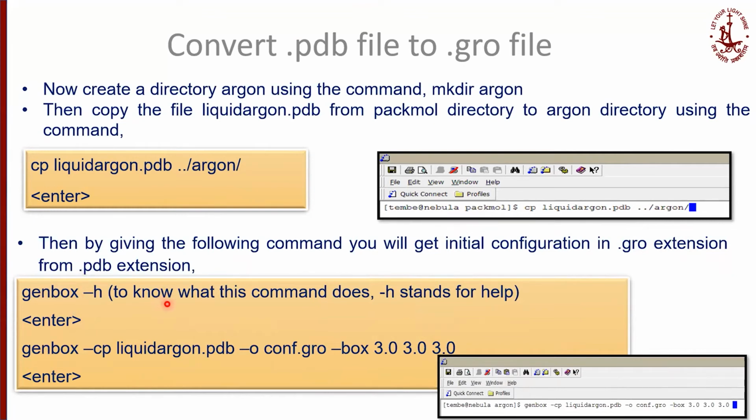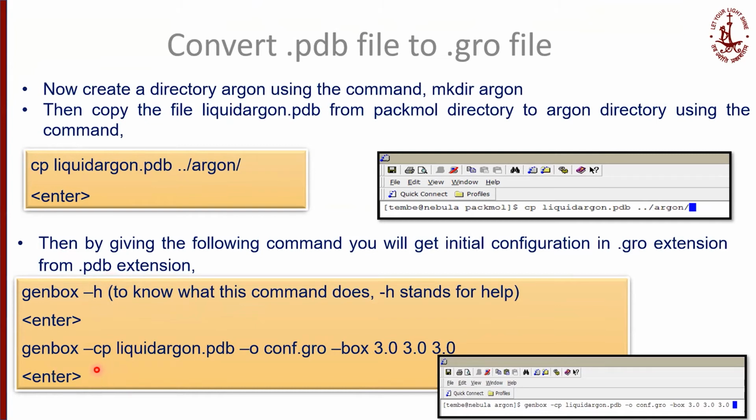genbox -h is what you type. What is -h used for? -h will tell you what this command does. It stands for help. It will give you all the details: what input files you need for running genbox, what form of output file you will get, and everything in detail. It will tell you what it does and how it does it, everything, if you type the -h option.